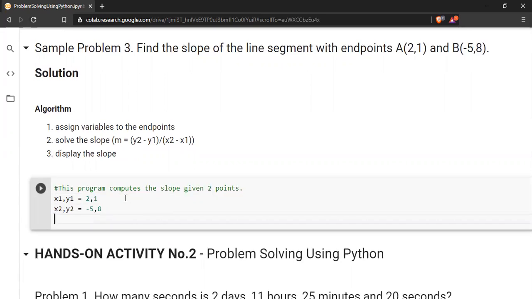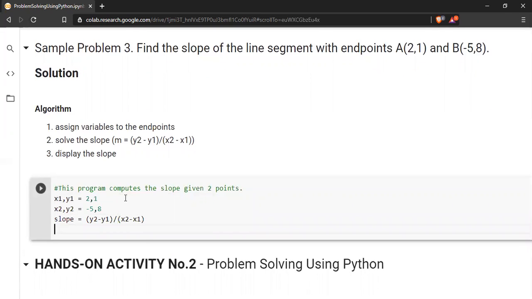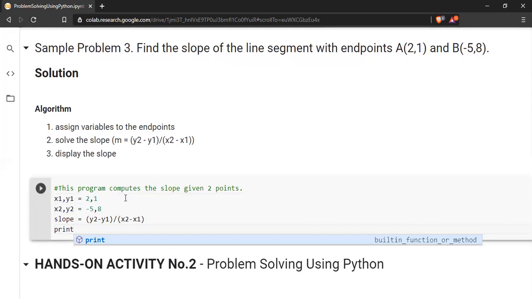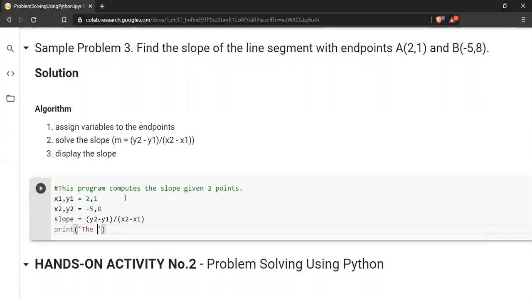The next step is to solve the slope using the formula in your textbook. In this case, I will use the name slope instead of m, so it is more understandable for non-engineering readers. This is (y2 minus y1) over (x2 minus x1). That's how you compute the slope. And then for the third step, we are going to display the slope using the print function. So the slope is, comma, slope.